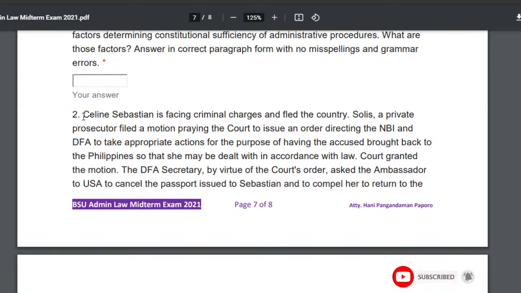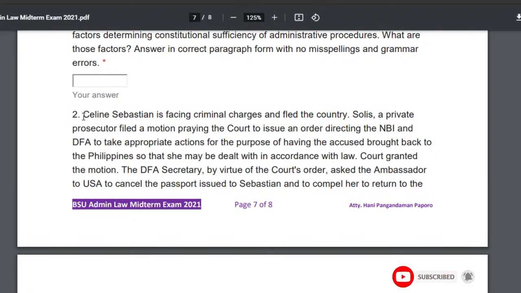Number 2, Celine Sebastian is facing criminal charges and she fled the country. Solis, a private prosecutor, filed a motion praying the court to issue an order directing the NBI and DFA to take appropriate actions for the purpose of having the accused brought back to the Philippines so that she may be dealt with in accordance with law. The court granted the motion.